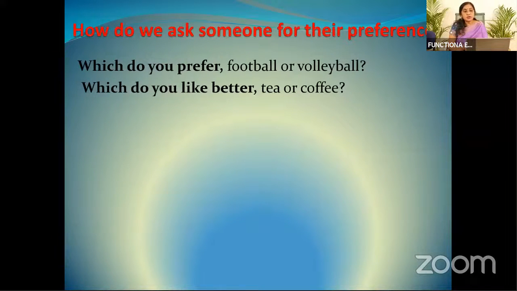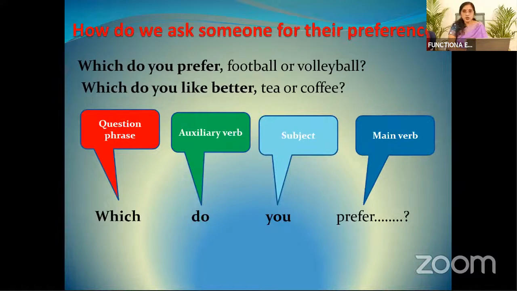Which do you like better, tea or coffee? Right? Now, what is the structure of a question? Which do you prefer? What is the word order? Question word or question phrase?